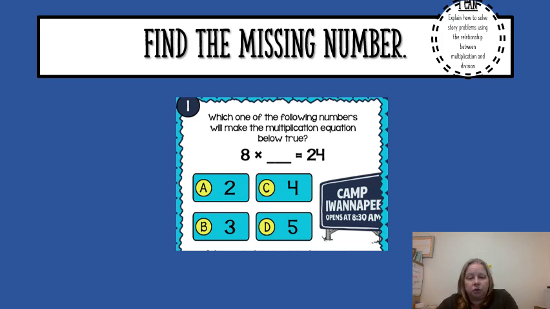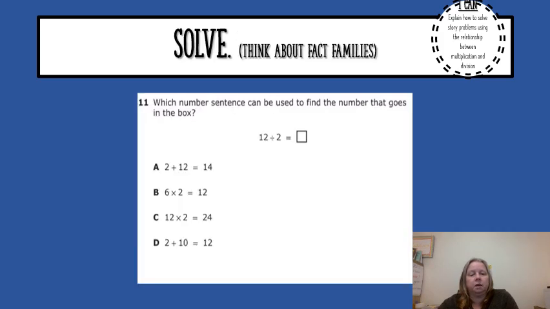The answer is 3. This one, I probably would have made an array of 8, because even though it takes a minute to do 8, 24 is not that big a number. All right, let's go. Let's see if we can think about fact families, if that will help with this one. It might not help a lot if you're not really keen on those multiplication facts.